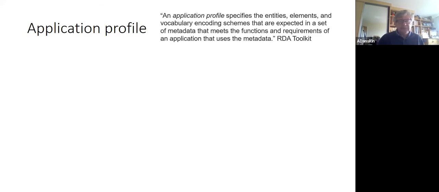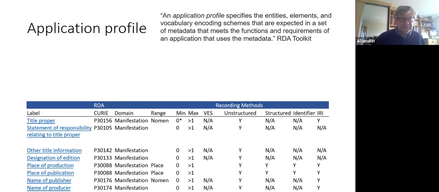So this is the definition of an application profile. An application profile specifies the entities, elements, and vocabulary encoding schemes that are expected in a set of metadata that meets the functions and requirements of an application that uses the metadata. So in practice, that could look something like this.